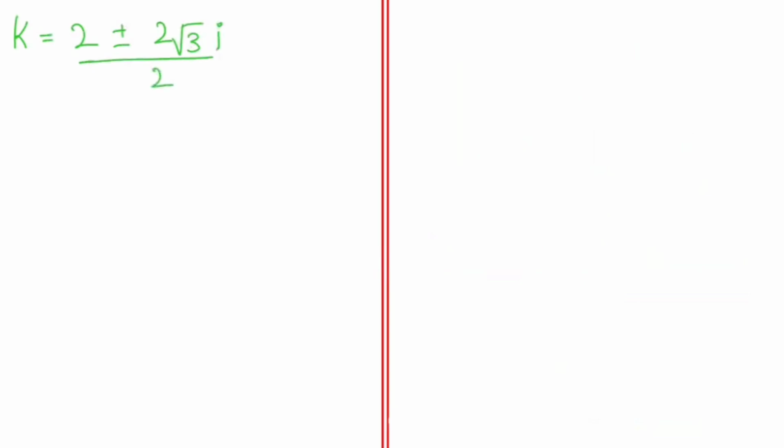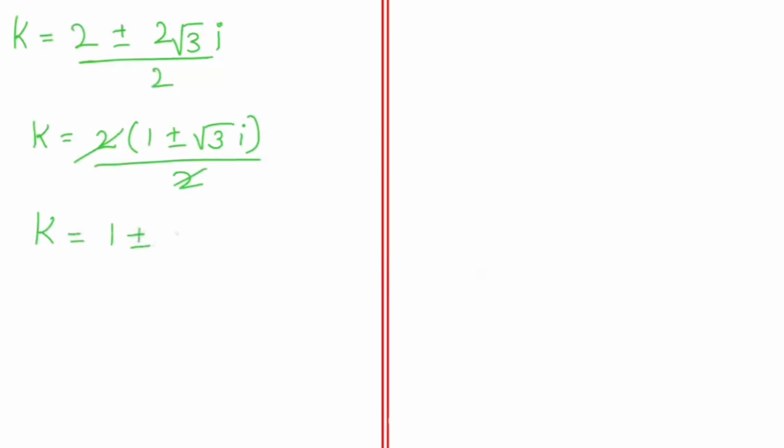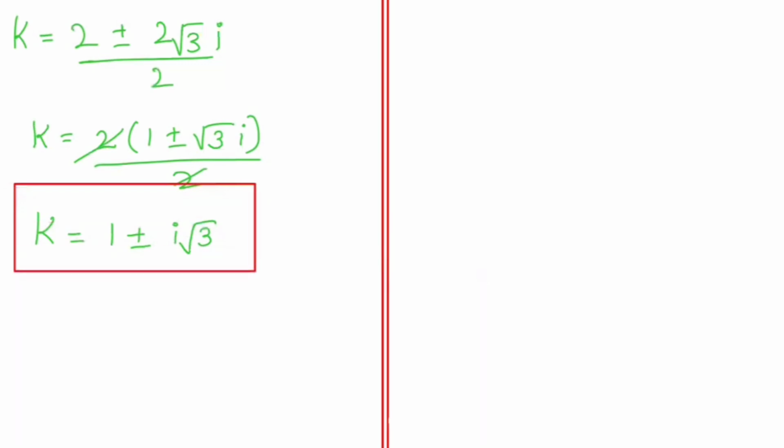Now we're going to take common 2 here. So this will be equal to 2 times (1 plus minus root 3 iota) over 2. Here this and this get cancelled. So k is equal to 1 plus minus iota root 3. So here we get two more k values. That's the complex solution, because we have the imaginary number here, iota.